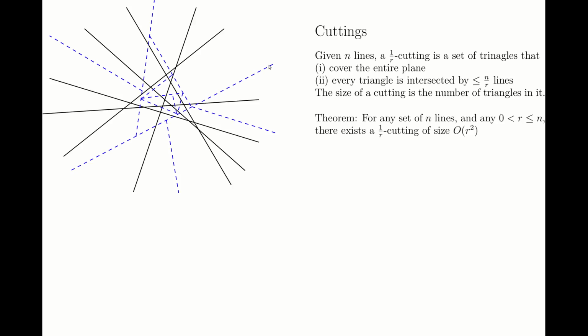The main theorem here is that for any set of n lines and any parameter r, we can find a cutting of size roughly r squared. Here we will prove a slightly weaker version of this theorem. In other words, we will not prove an r squared bound, but we will prove a slightly larger size. The proof technique that we use here is very general and very useful. Because of its generality, it's very important that we see this proof, even though later we'll see a better proof of this cutting lemma.